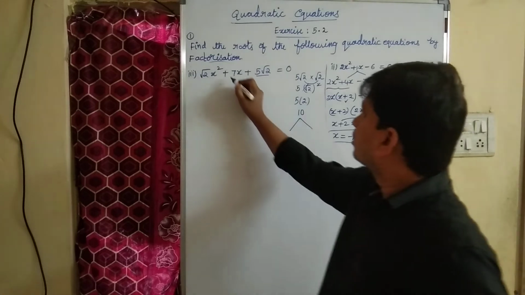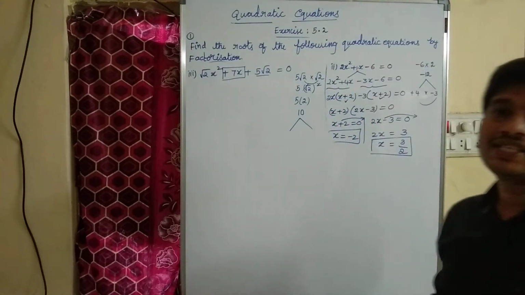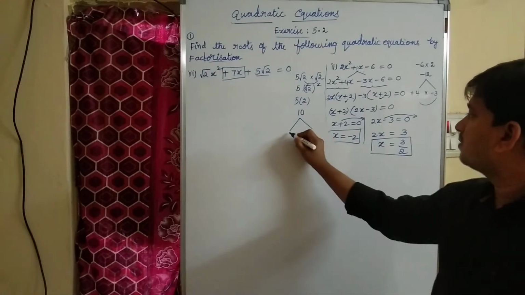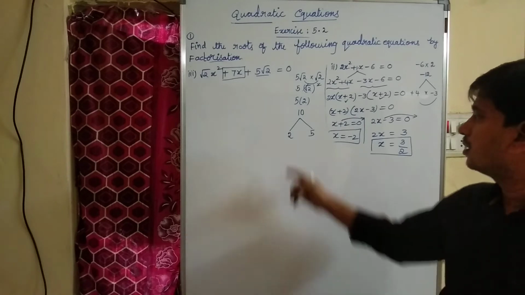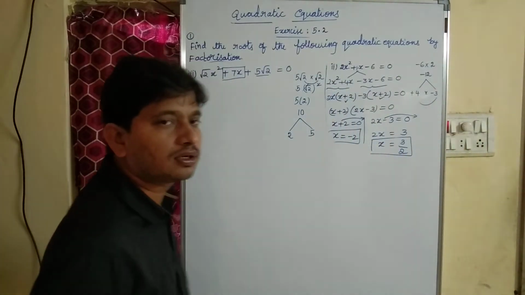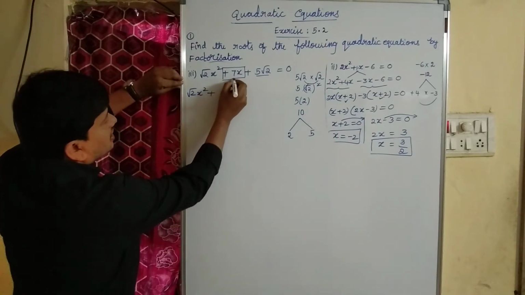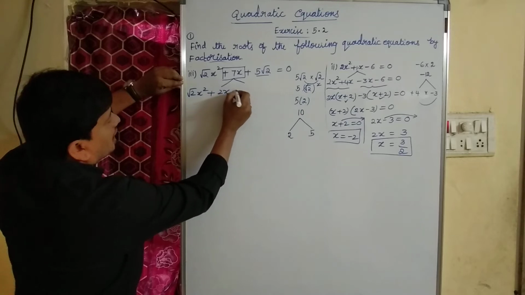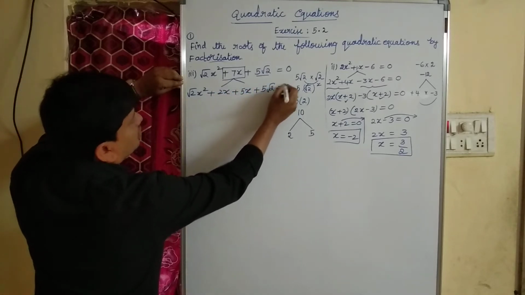Now what is the middle term here? The middle term is 7x. So what are the possible factors of 10? I can take 2 into 5. 2 5s are 10. Both are positive only. Now we got the possible factors. Okay children, let me write: root 2 x² + 2x + 5x + 5 root 2 = 0.